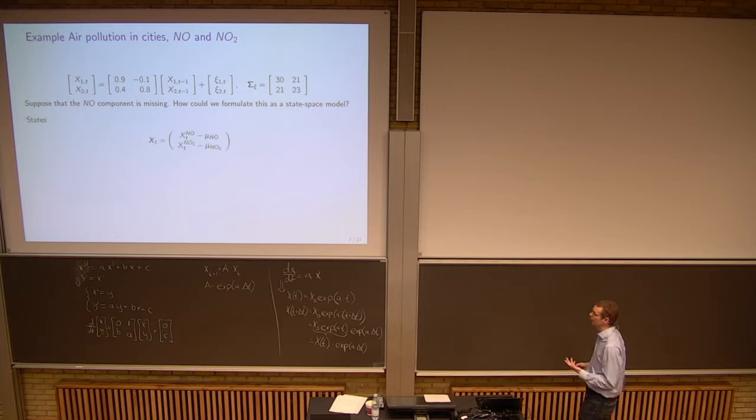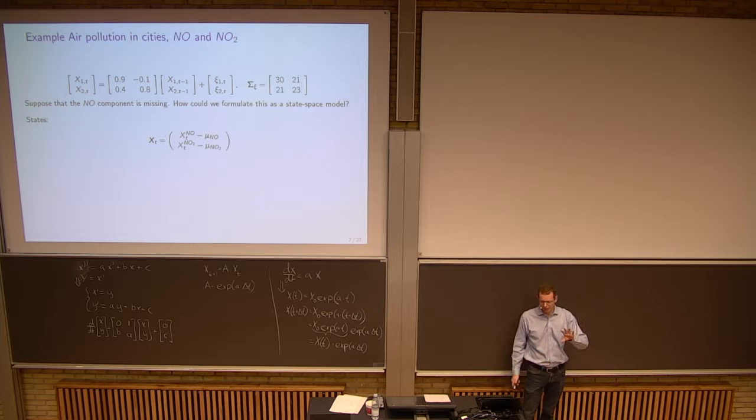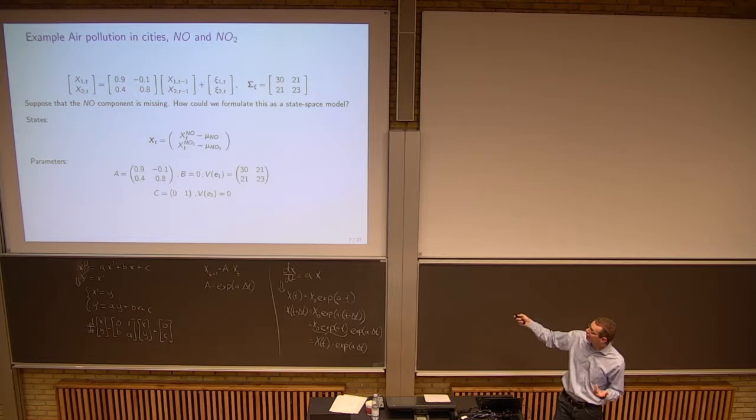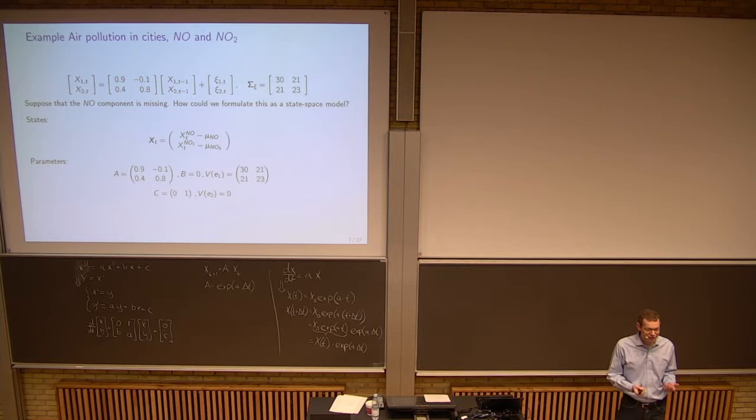Well, we still have the state described as the difference from the mean value. And then we have the parameter vectors. We have an A matrix here. That's obvious. We don't have any external input, so B is zero. We have a covariance matrix for the system noise. We don't have any observation noise in this case. We assume that we observe the state directly. That's probably an approximation, but for now, let's just keep it there.